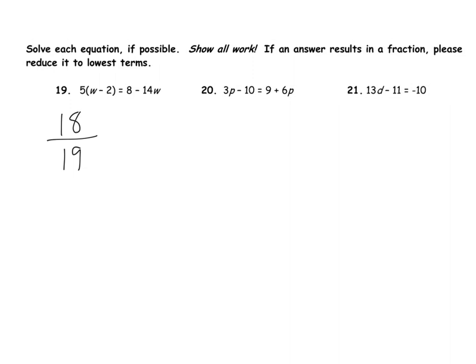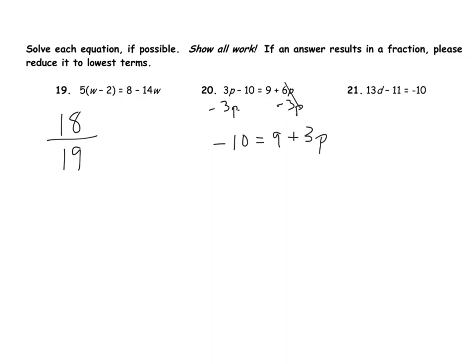On number 20, I'm going to look again and I can see that I have a variable on both sides. So I'm going to take care of that first. And on this one I'm going to minus 3p from both sides. So that's going to give me negative 10 equals 9 plus 3p.